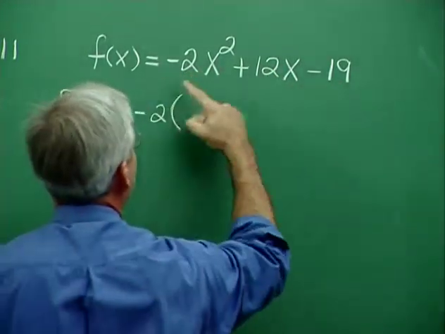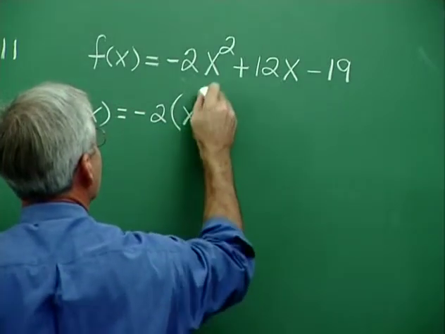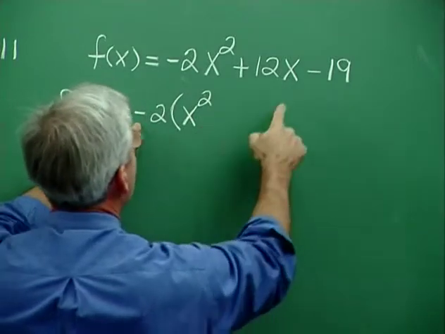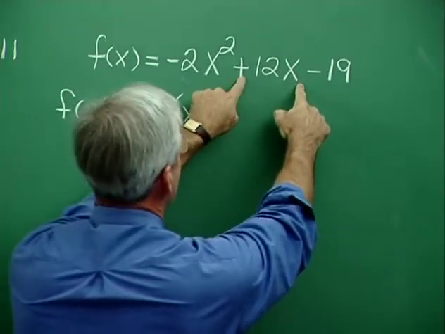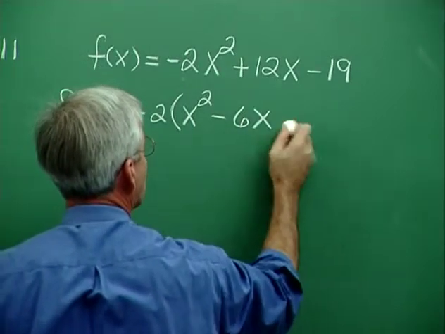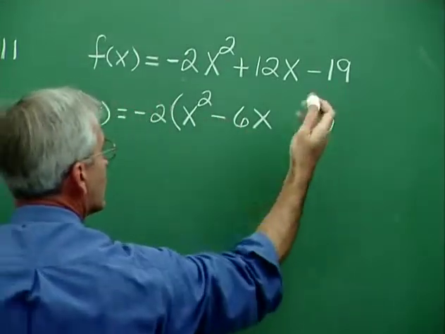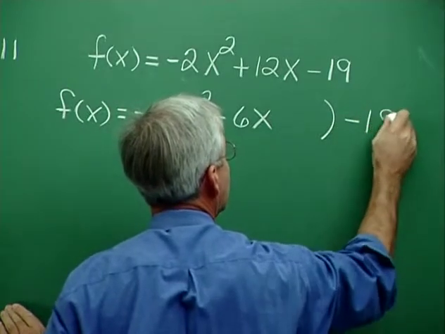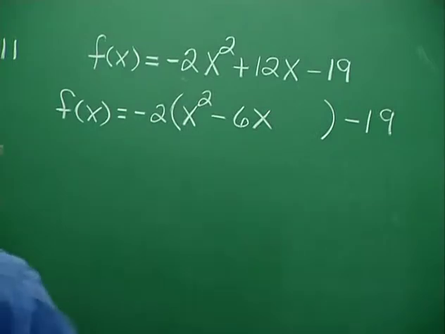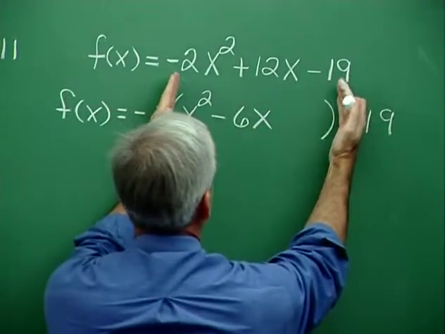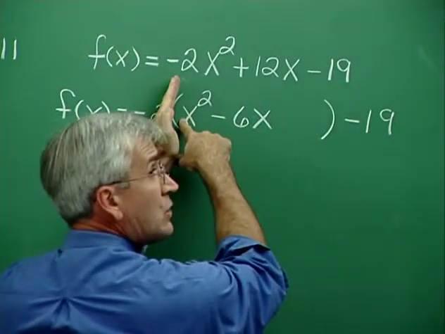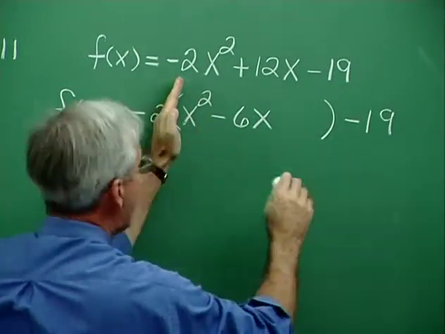So we're going to pull negative 2 out of these two terms, leaving, well, let's see. Negative 2 out of this term leaves x squared. Negative 2 out of this term leaves minus 6x. Okay, now I'm leaving a little space, and I'm putting the minus 19 out here. All right, now we're ready to complete the square. We're completing the square in this parenthesis. The leading coefficient is 1 now, so we follow that prescription we had before.